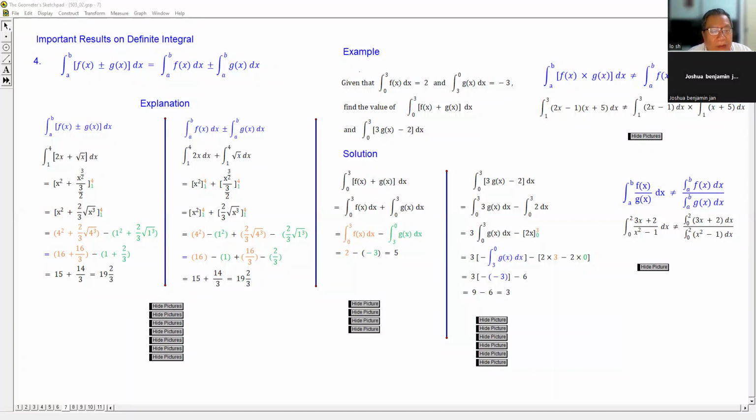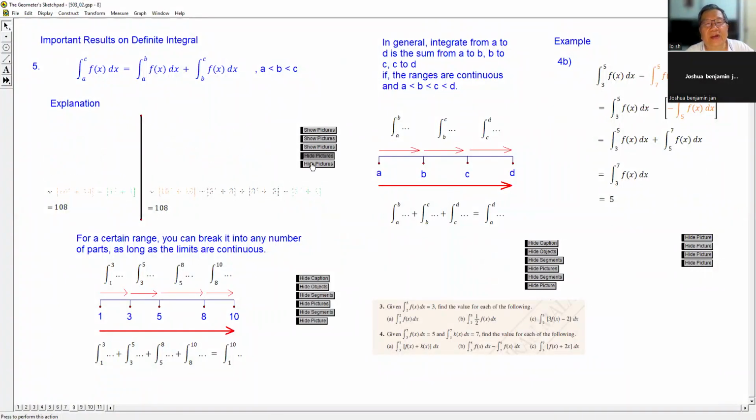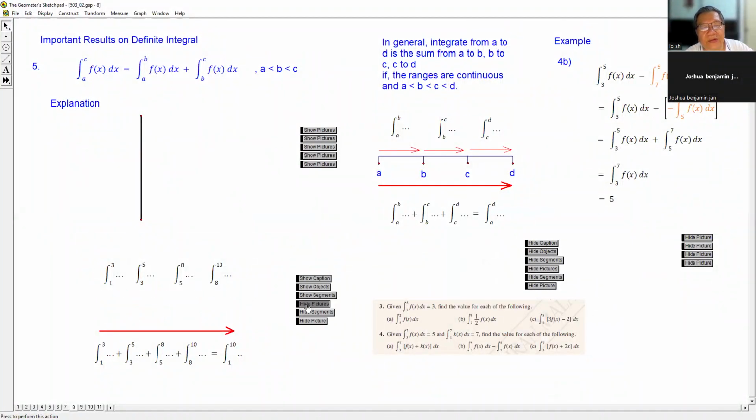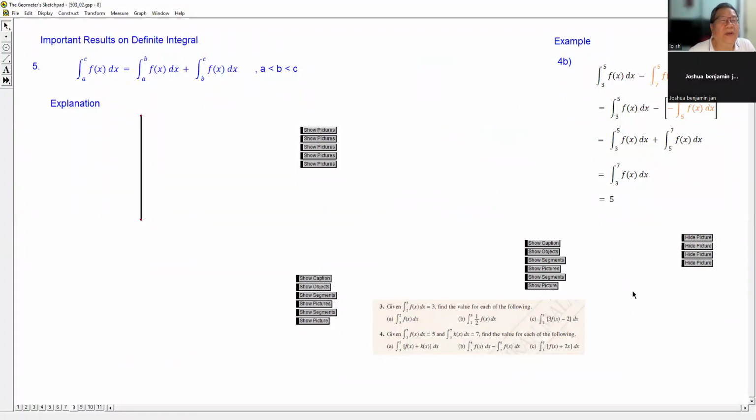Okay. Then I go on to the last result. This last result needs some explanation. It looks very complicated, but it is not complicated. So don't worry. I can explain, right? Okay.